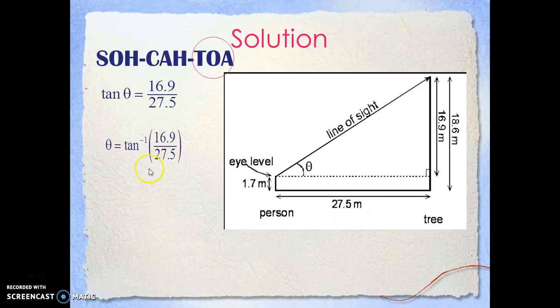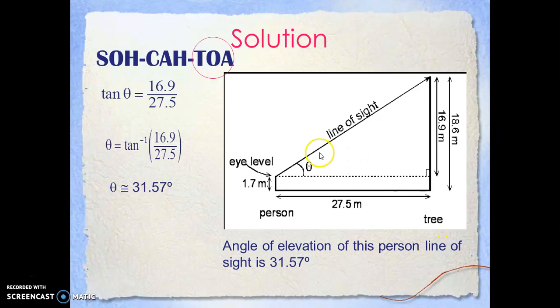So we have the angle here is approximately 31.57 degrees. So the angle of elevation of this person's line of sight is 31.57 degrees.